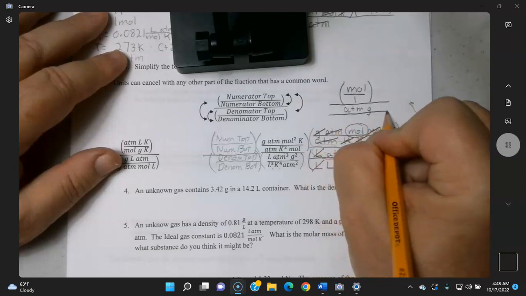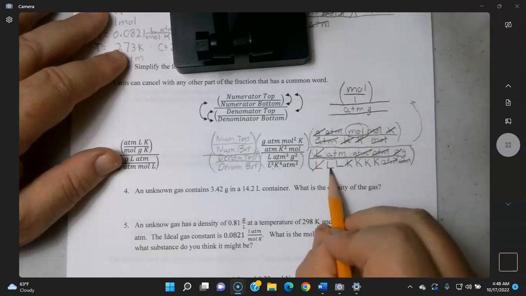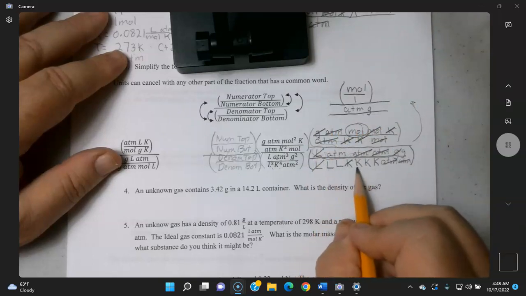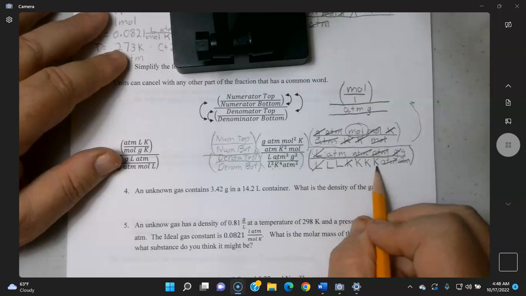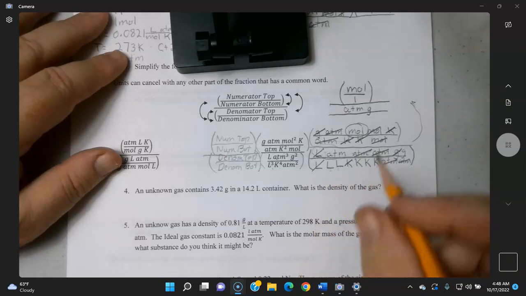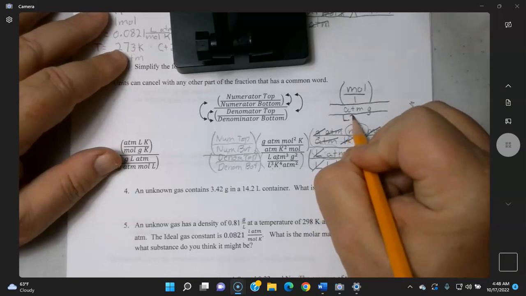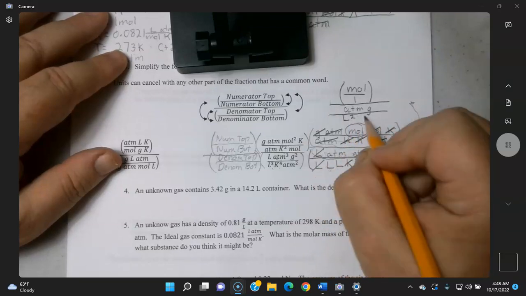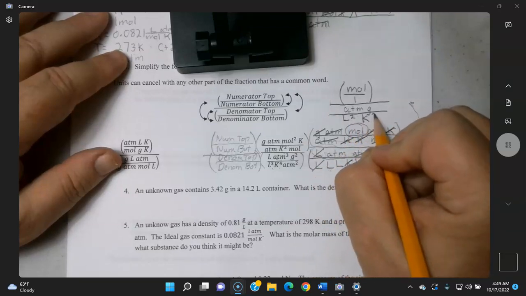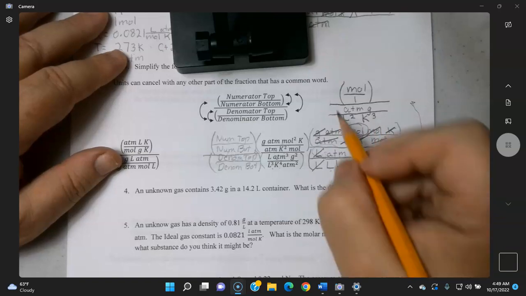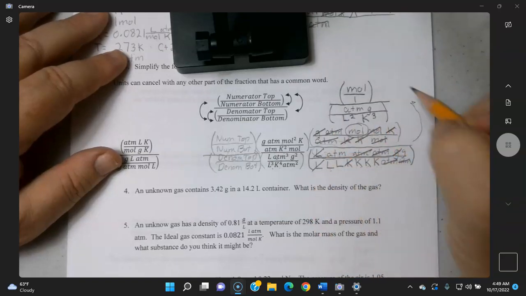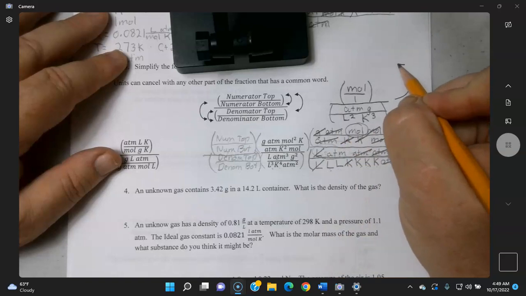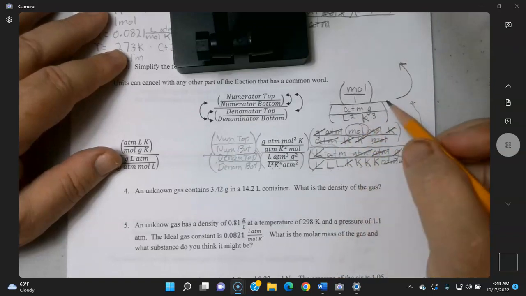Okay. And what we have on the bottom is liters and Kelvin, Kelvin, Kelvin. But now we can put those together, liters and liters. We're going to put it back and make it liters squared again. And Kelvin, Kelvin, Kelvin, we're going to make it Kelvin to the third again. So there you go. Okay, and I'm going to need more space. I'm going to move up here again. And you flip the bottom and multiply.